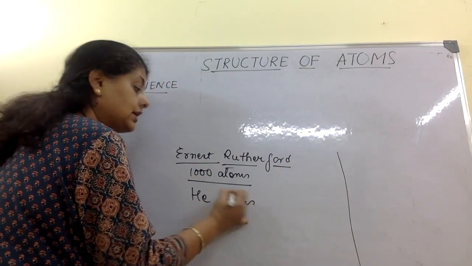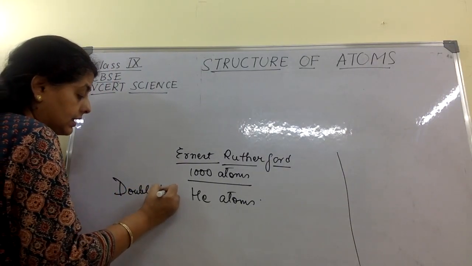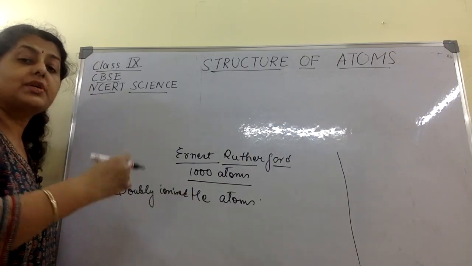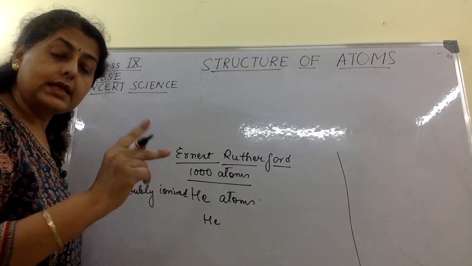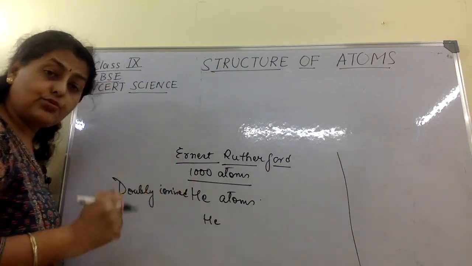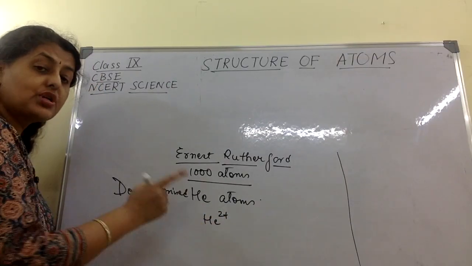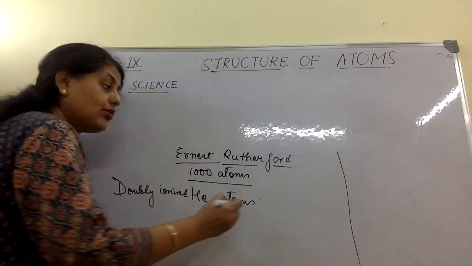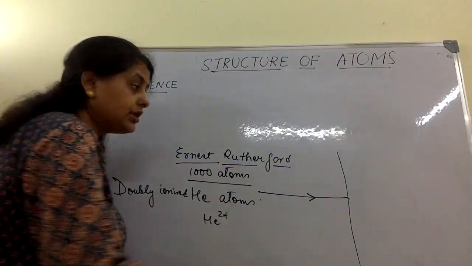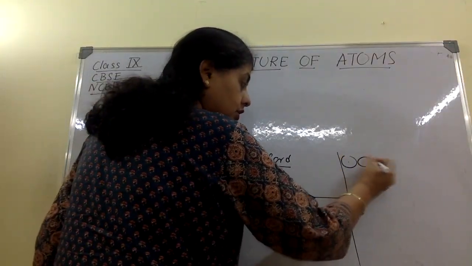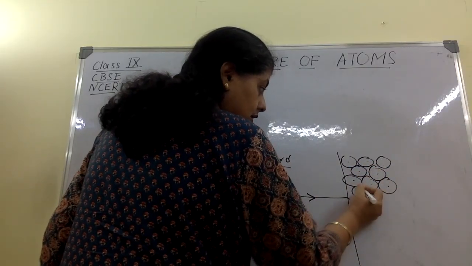Not just helium atoms, but doubly ionized helium atoms. What is the meaning of doubly ionized? A helium atom is supposed to have 2 electrons. If you snatch out both the electrons, it becomes 2 plus, a positively charged particle. He started shooting these particles onto the gold foil, which had lots and lots of atoms like this.